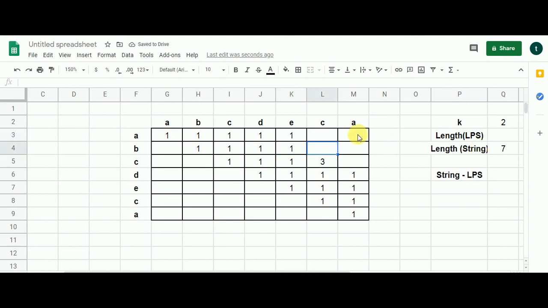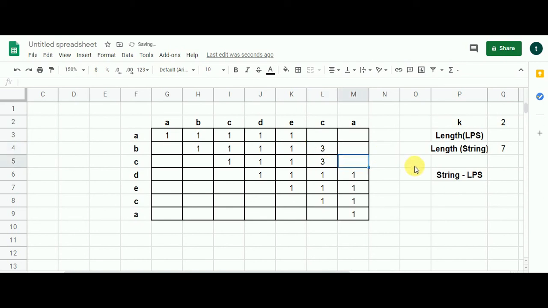Alright. Then the subproblem changes to B, C, D, E, C. So B and C are not matching. The algorithm is actually going to refer the match like this. So it is going to be the maximum of either B, C, D, E or C, D, E, C. Alright. So B, C, D, E is 1, but C, D, E, C is 3. So the maximum between these two cells is 3. So I am going to populate 3 over here.